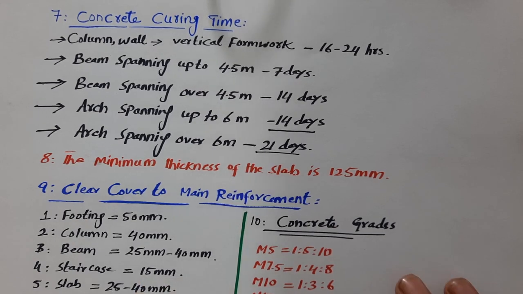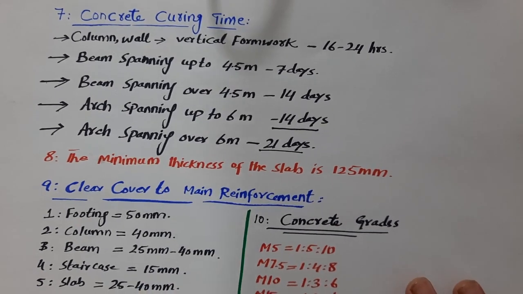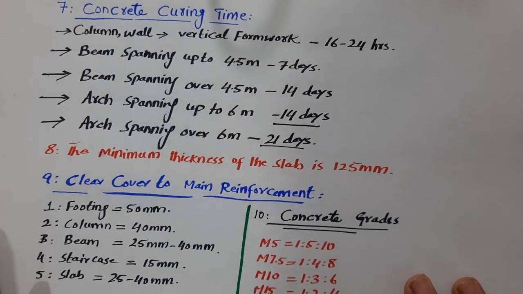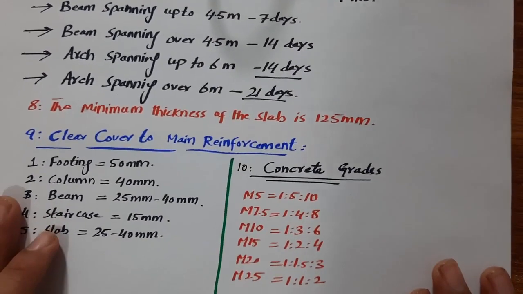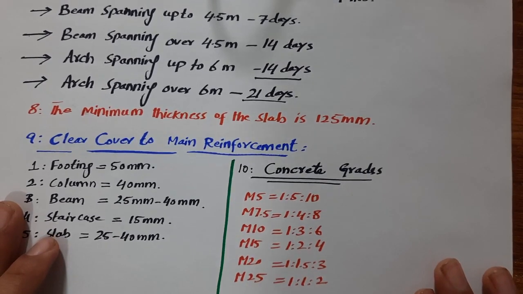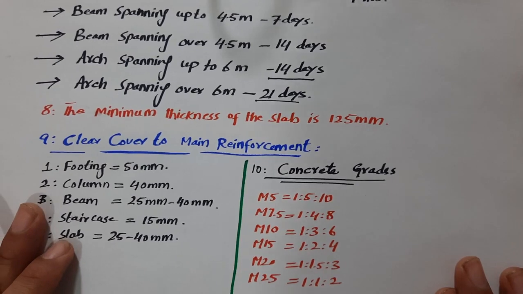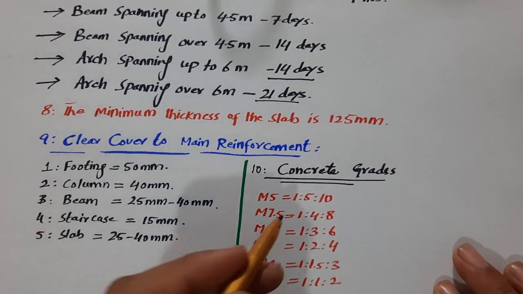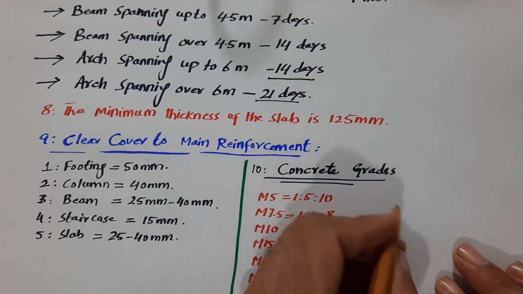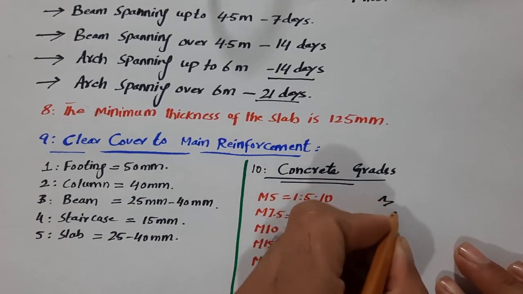The next one is for slab. So for slab, you can also keep the same as beam, which is from 25 to 40 mm. Okay. Now, guys, the last one is about concrete grades. As you know, we have different grades of concrete, and different grades of concrete are used for different construction work. So therefore, M5. So what is M? As I told you in many videos, M stands for mix.